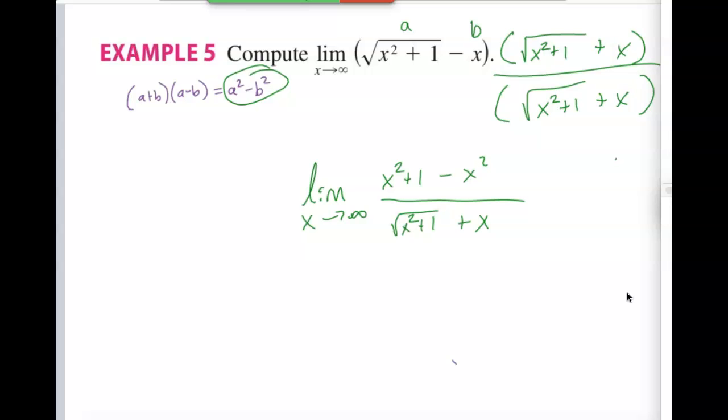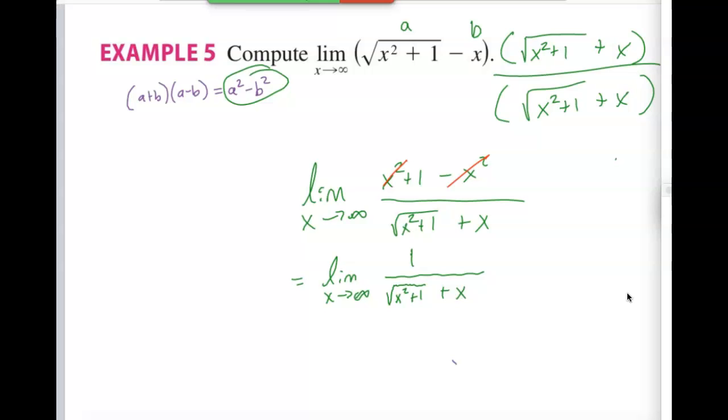Okay. Notice that the x squareds cancel each other in the numerator. I'm just left with the limit as x approaches infinity of 1 over the square root of x squared plus 1 plus x. Now I do have a fraction, and I can use those rules from before.